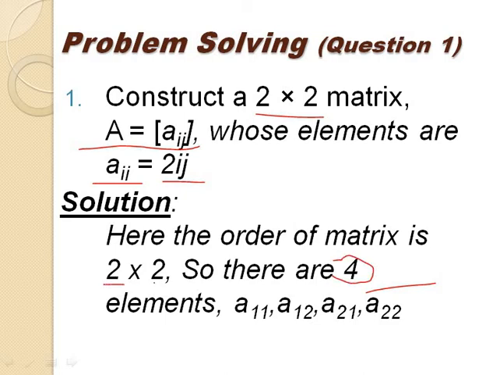There are 2 rows and 2 columns. So here you can see row 1 and row 2, column 1 and column 2. So there are 4 elements. These 2 elements are from row 1 and these 2 elements are from row 2. So first our job is to find out each and every element.